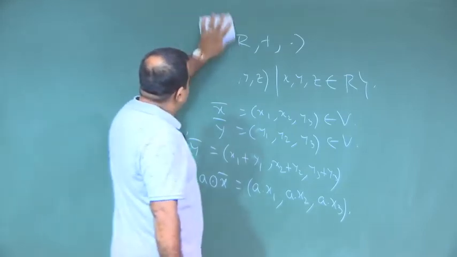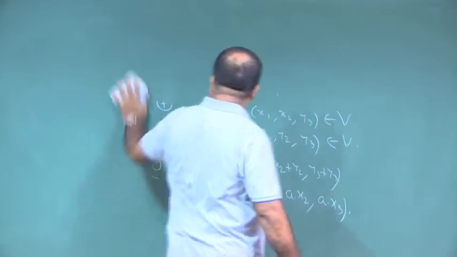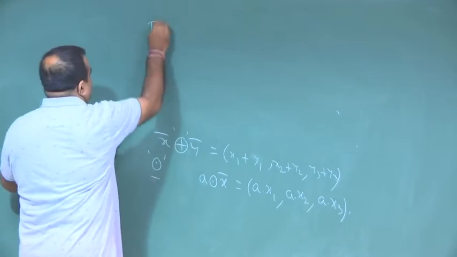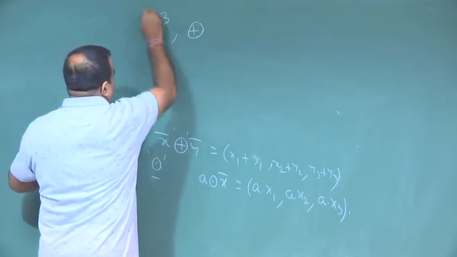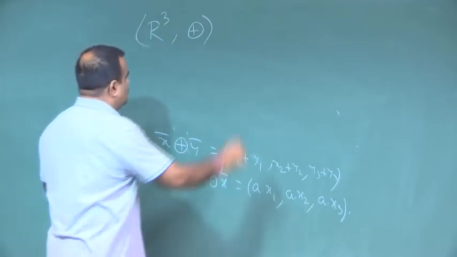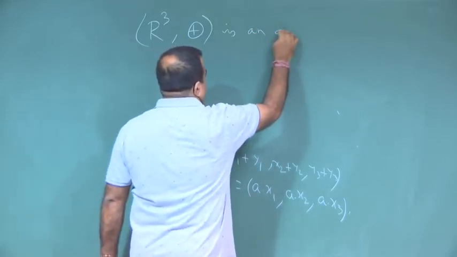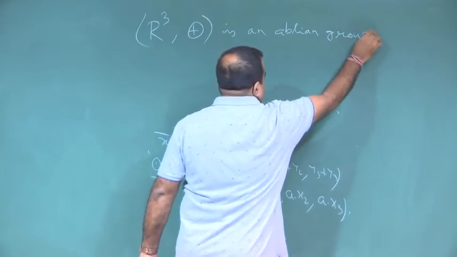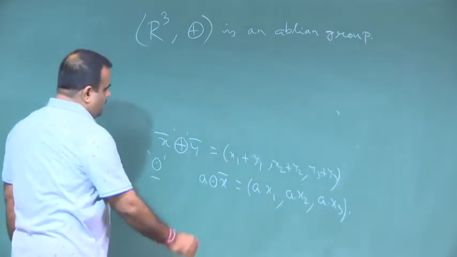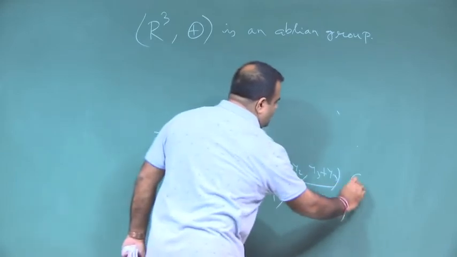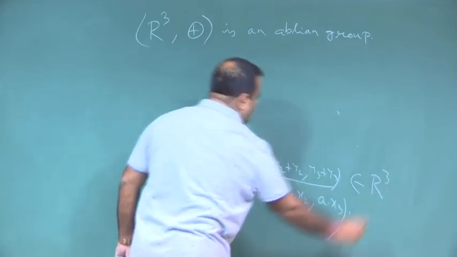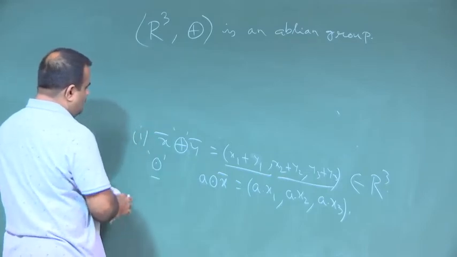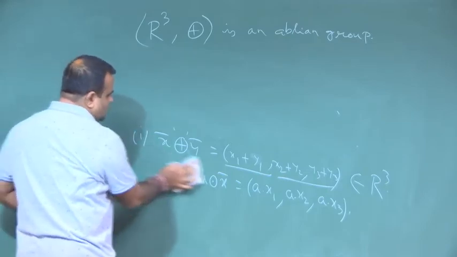For that we need to show, first of all, that V, basically R3 along with this operation, is an abelian group. First of all, it is the closure property, because if we add two vectors, the result is again a member of R3. So, closure property is satisfied.